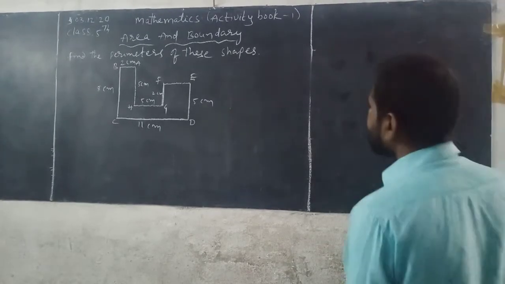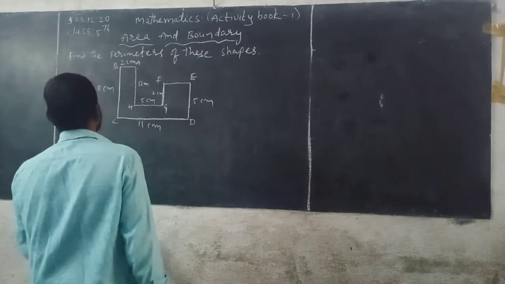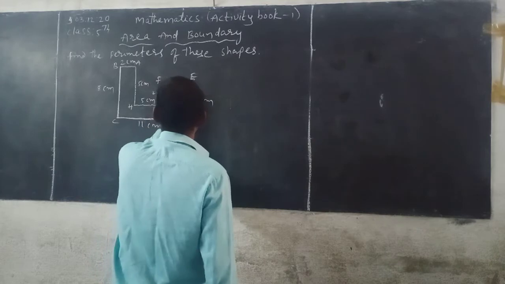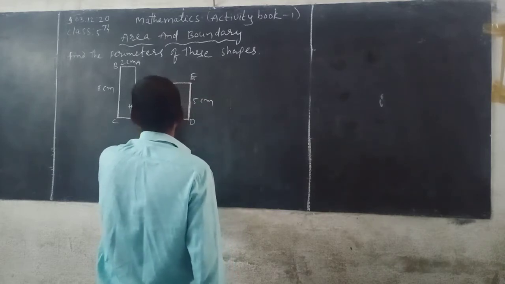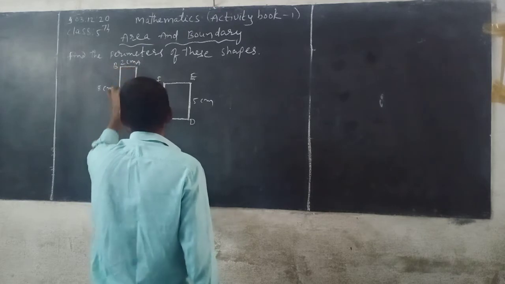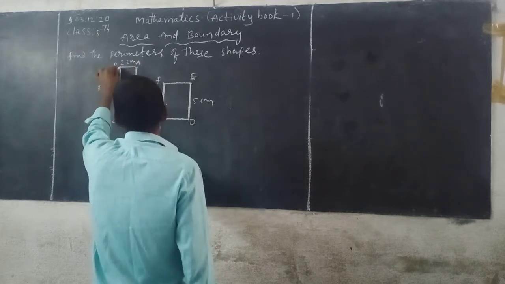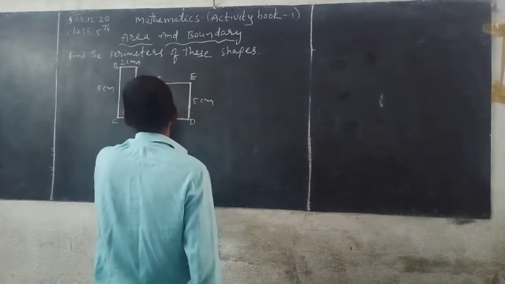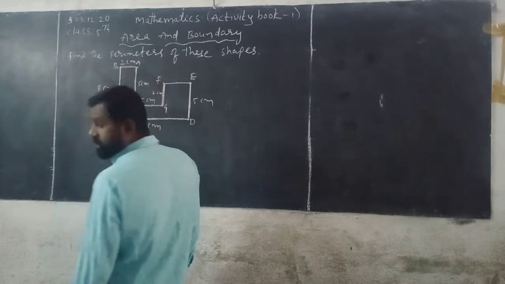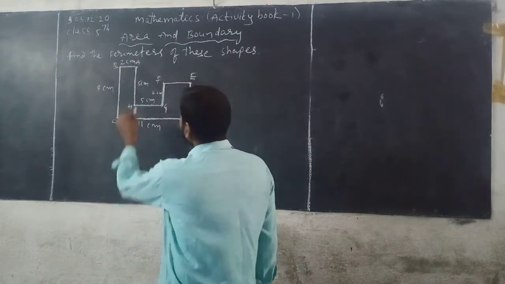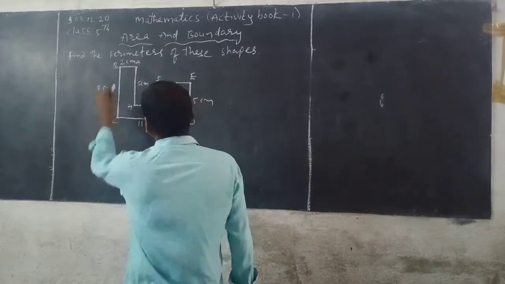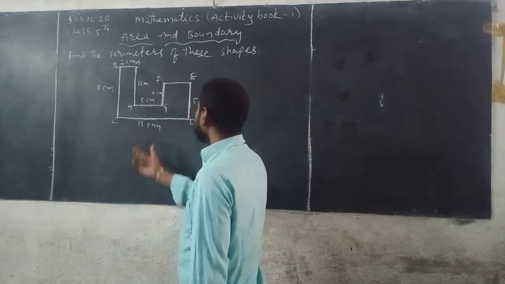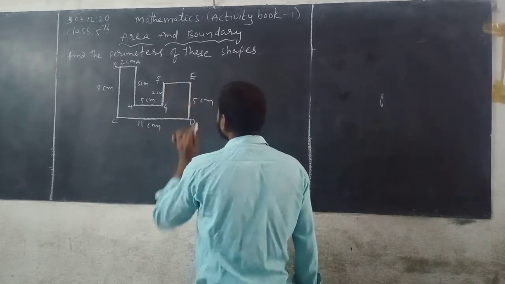See here, this is the given figure or given shape, and its sides are also given. This is side AB, BC, CD, DE, EF, FG, GH, HA. AB is equal to 2 centimeters, BC is equal to 8 centimeters, CD is equal to 11 centimeters, DE is equal to 5 centimeters.